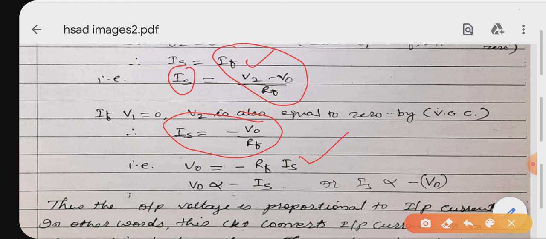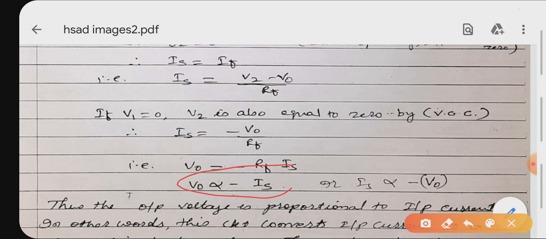As RF is constant, VO is proportional to minus IS. So the op-amp circuit in which the output voltage is proportional to the input current, we have proved it mathematically by this equation. The output voltage is proportional to the input current, and this negative sign indicates it is an inverting I to V converter. There can be a non-inverting I to V converter, but as I told you, you have to explain any one.